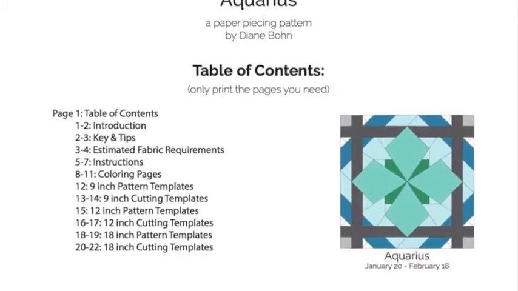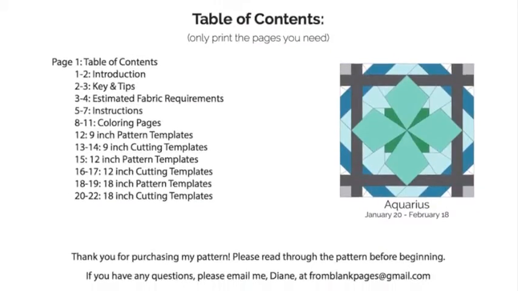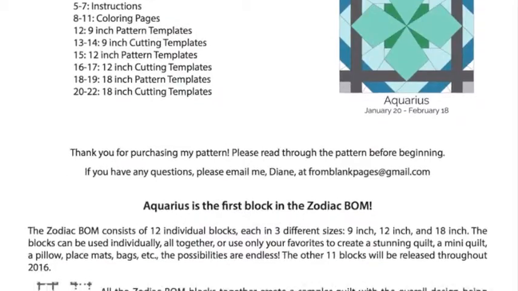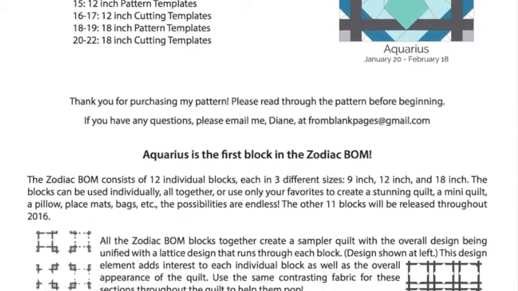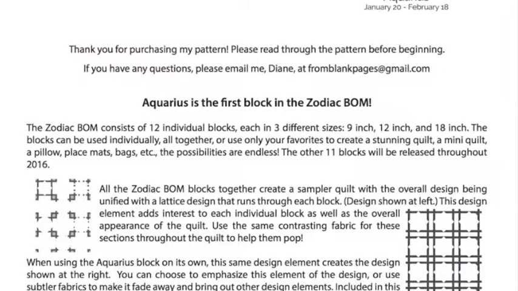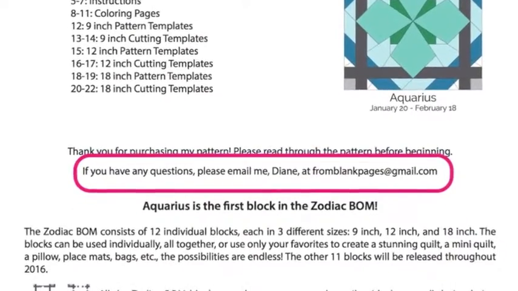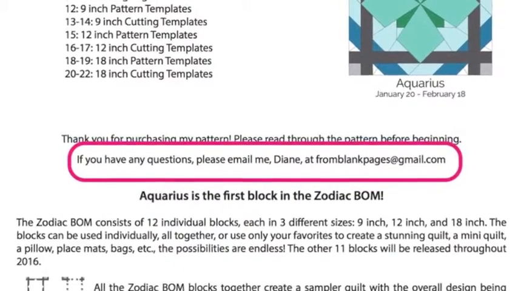Each of the 12 patterns in the series will follow the same layout as the Aquarius pattern, and you can expect to find the same things in each pattern. Go ahead and open up the pattern file and you can follow along. You do not need to print out the entire pattern. If you have any questions, feel free to email me. My email address is found here.